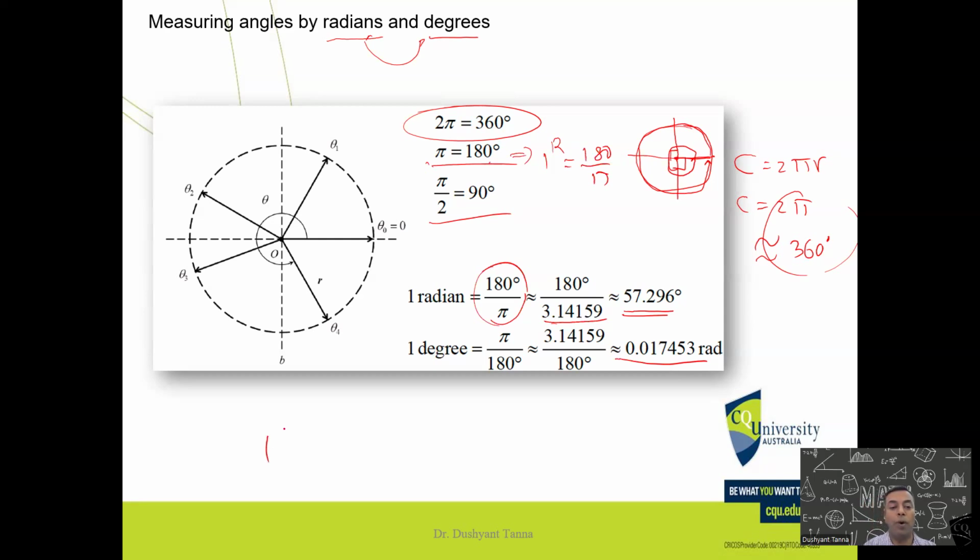Okay. So remember, 1 foot, we know it very well, is about 30 centimeters. So you are trying to build a connection between feet and centimeters. Yep. Similarly, we have two different measurements of angles. One is the radian, another is the degree. So we are trying to make connections between them.